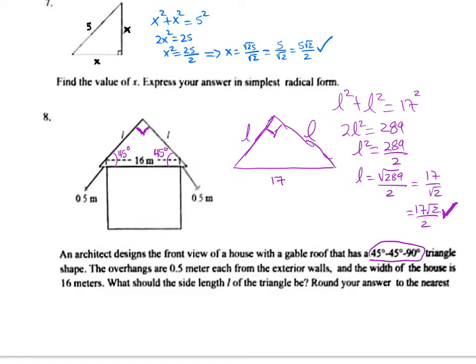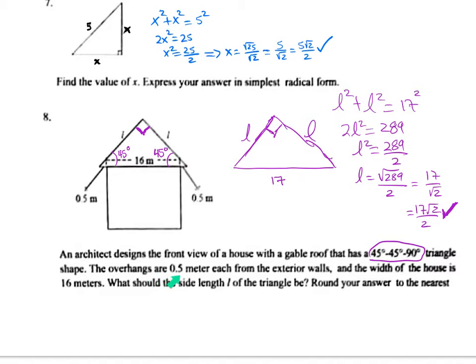Okay, we have a word problem for number 8. So we have an architect designs the front view of a house with a gable roof that has a 45-45-90 triangle shape. And so here's the 45-45-90: 45 on the right angle, 45 the left angle, and then at the top is the 90 degrees.